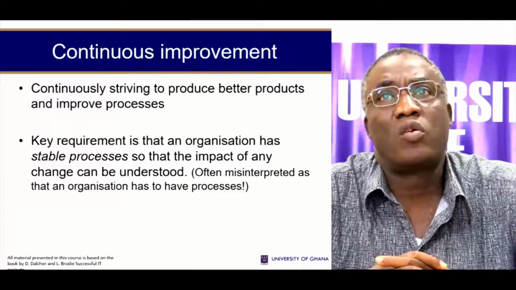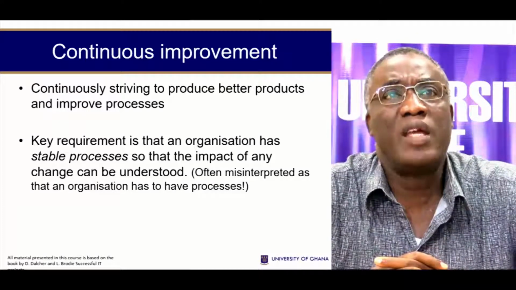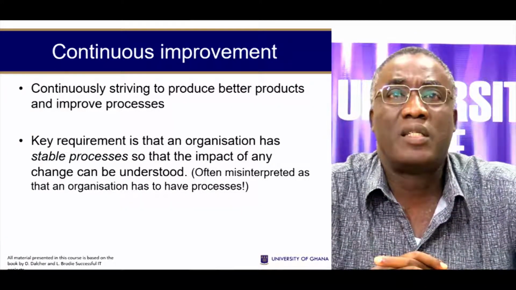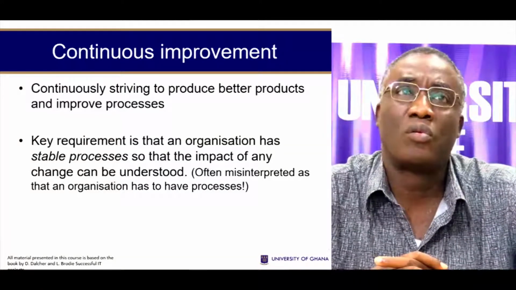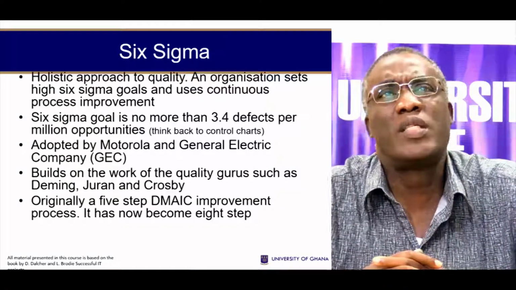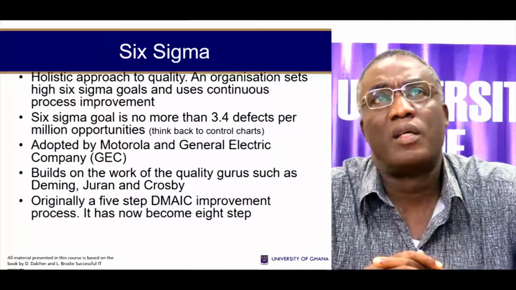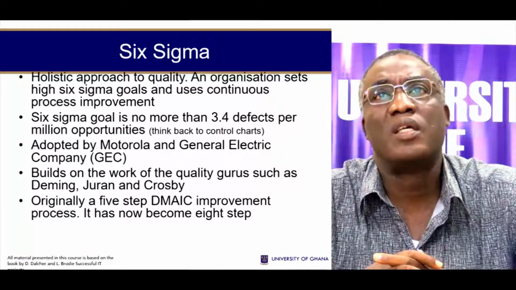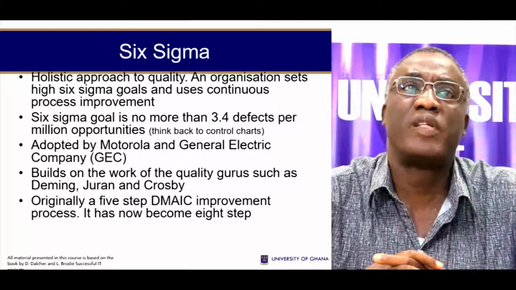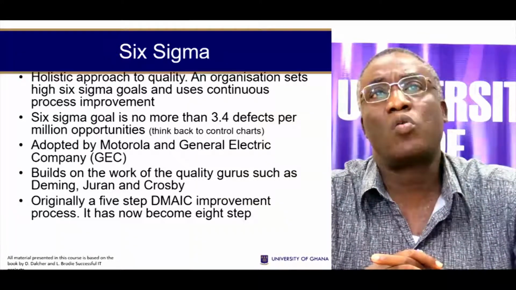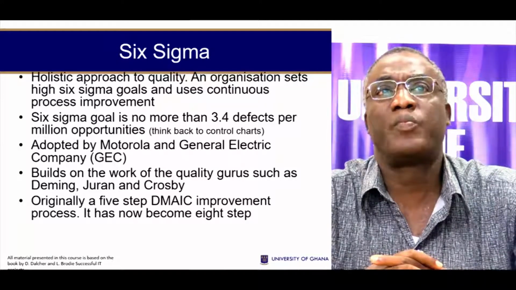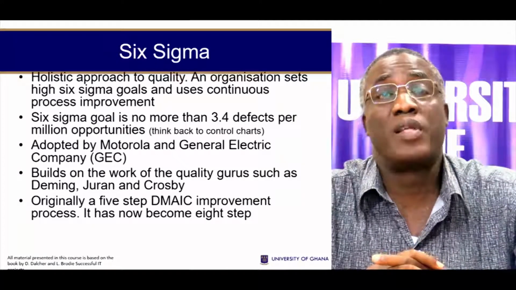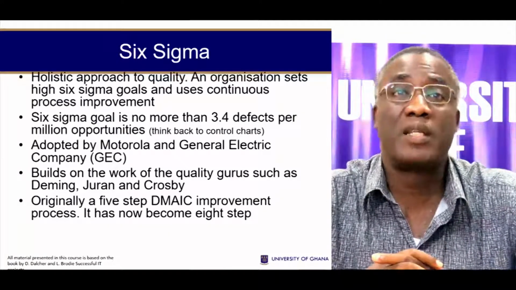The key requirement is that an organization has a stable process so that the impact of any change can be understood. Often, this is misinterpreted as an organization has to have processes. No. There's a 6 Sigma approach, which is a holistic approach to quality. An organization sets out high 6 Sigma goals and uses continuous process improvement to achieve them. The 6 Sigma goal is no more than 3.4 defects per million opportunities. It's a process that has been adopted by huge companies like Motorola or General Electric.